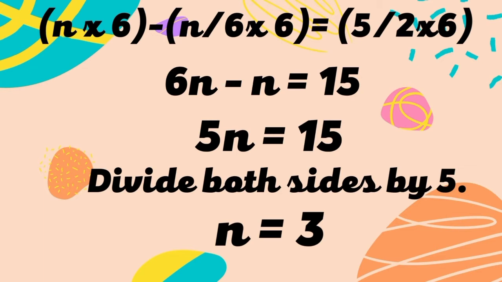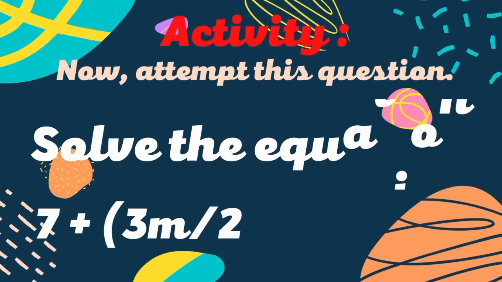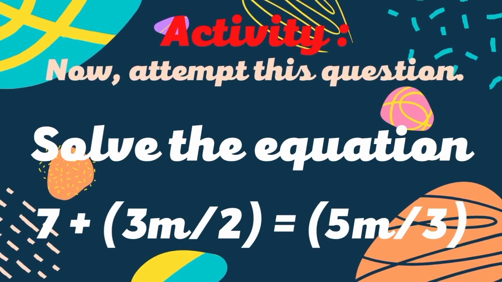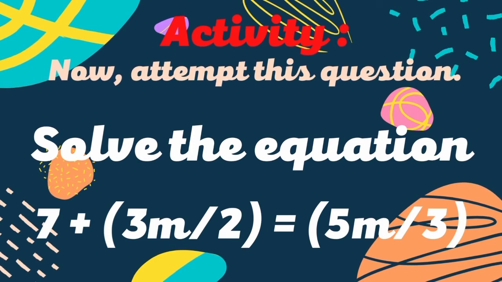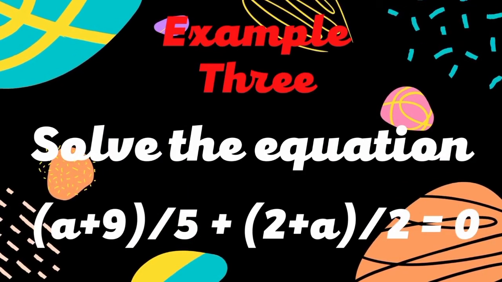I need you to try this particular exercise in your note and see if you are able to solve it based on your understanding of the topic. If you are not clear, pause the video, go through the examples again, and then attempt the exercise all over again. It says solve the equation 7 plus 3m over 2 equals, you understand.